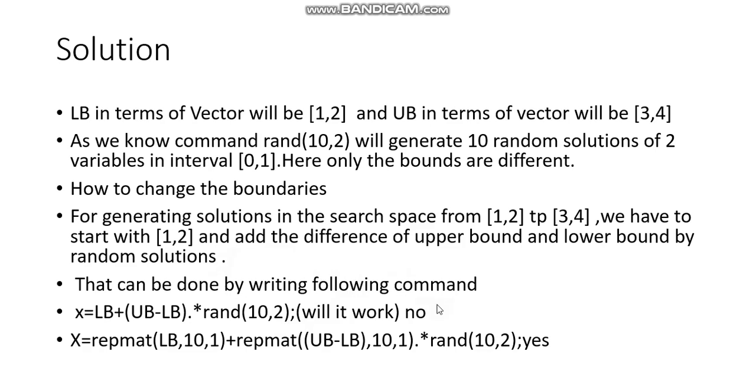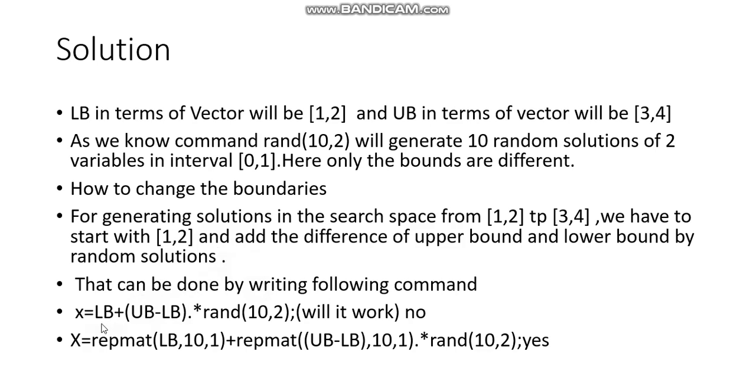The answer is no, because you can see here LB is a vector, and its size is 1 cross 2. This LB cannot be added with this one, because the difference of upper bound and lower bound will create a one dimensional vector of 2 variables. If you want to multiply this element by element with rand(10, 2), you have to create the same size of matrix and multiply it with the same size of matrix. Because the matrix sizes are different, you cannot perform these operations.